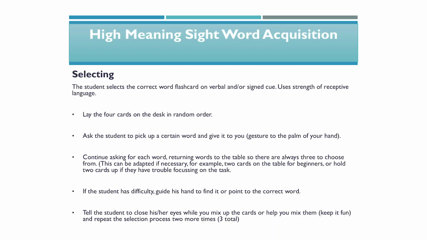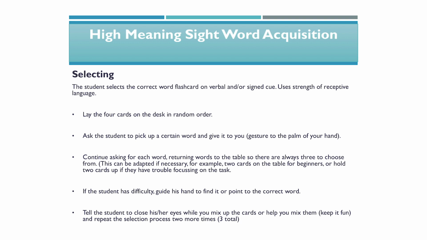So again, this can be adapted. If you think that your student needs to start with just 2 words on the desk to choose from, that's okay. And then kind of build it up. I find that 4 are often hard to focus on for most kids. So having just 3 in a line and then replacing them as you're asking them to give it to you. And then here's that errorless learning piece. If they have difficulty, guide their hand to find or point to the correct word.